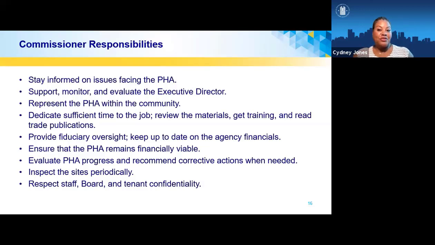The key here as a commissioner is also to select a qualified executive director. Your ED should have a clear understanding of the skills and qualifications needed to run a PHA, the duties to be performed. And remember, the executive director works for the board, not the other way around. As a board, your job is to determine the ED's salary, and also you were appointed as a commissioner because you're a leader in your community.